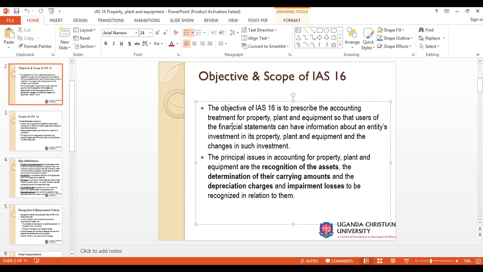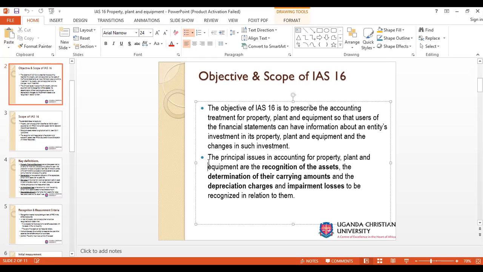What is the objective of this standard? The objective of IAS 16 is to prescribe the accounting treatment for property, plant, and equipment such that users of financial statements can have information about an entity's investment in its property, plant, and equipment, and the changes in such investment. So that is the major objective, to guide the accounting for property, plant, and equipment, so that users of financial statements can have information and make their own decisions.